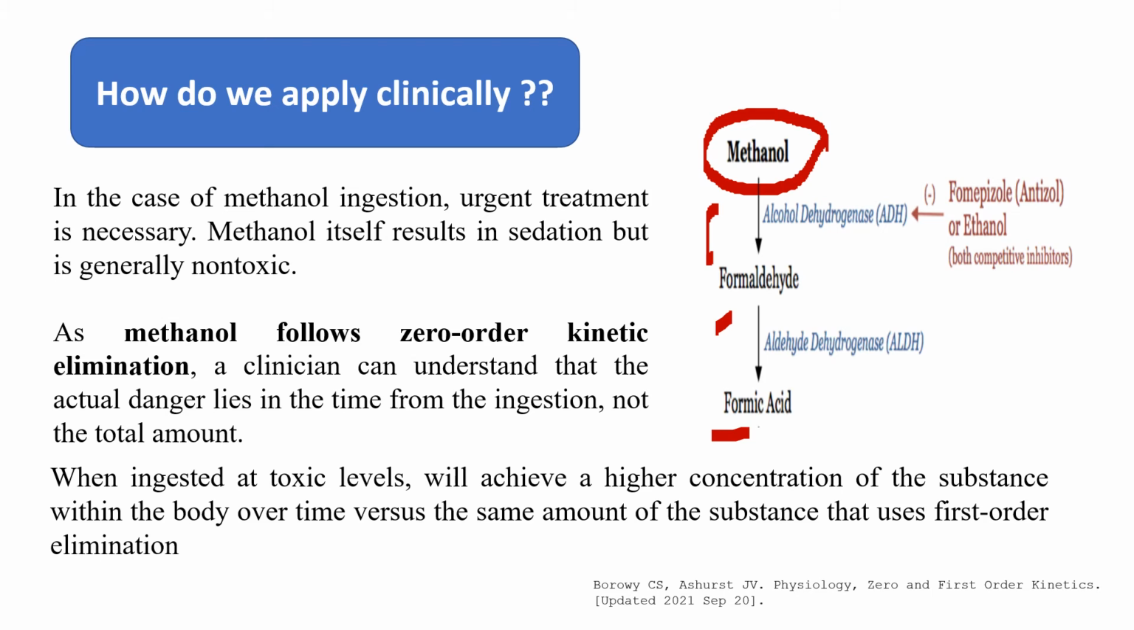So whatever amount you have taken, suppose within the first hour, it has not transformed to this metabolite. So the toxicity of methanol will not be seen. So it's the time that matters in the case of methanol poisoning. When ingested at toxic levels, it will achieve a higher concentration of the substance within the body over time versus the same amount of substance that uses first order elimination. So if it had been a first order kinetics drug, and you have taken a lot of the drug, then the condition may not be as severe as compared to methanol poisoning.